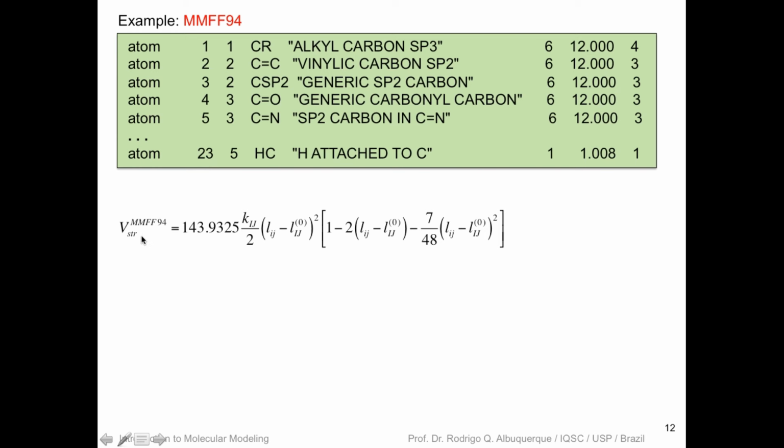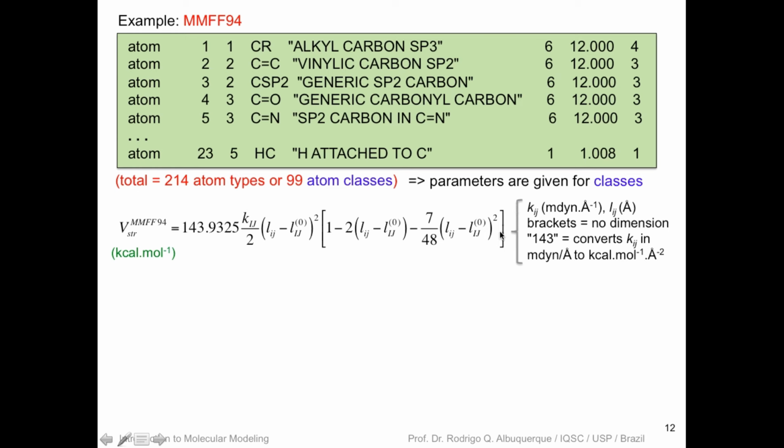And the bond stretching potential for this force field specifically has this form. So there is a quadratic term. In total, there are 214 atom types or 99 atom classes. For this reason, there are many more atom types than atom classes. Parameters are given for atom classes.